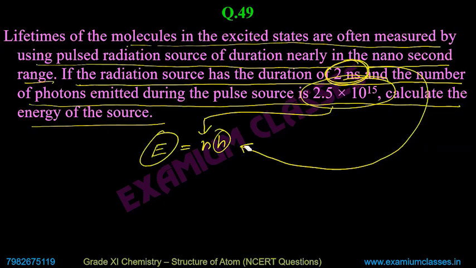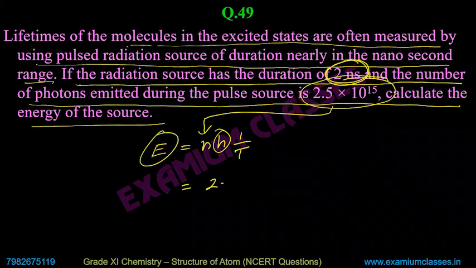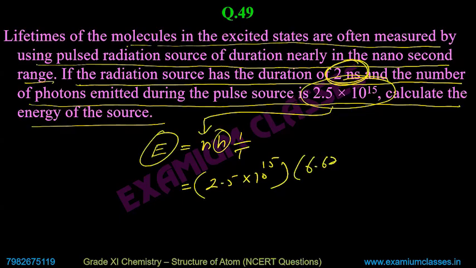Nu is actually 1 by T. You can write it 1 by T. And T is 2 nanoseconds, converted to second, 2 into 10 power minus 9. It will be 2.5 into 10 to the power 15 into 6.626 into 10 to the power minus 34 and 1 by 2 into 10 to the power minus 9.